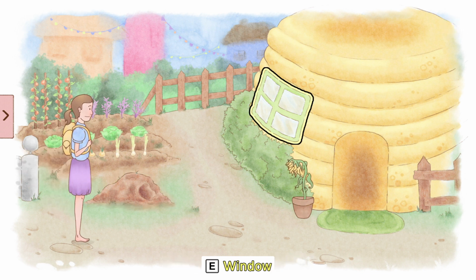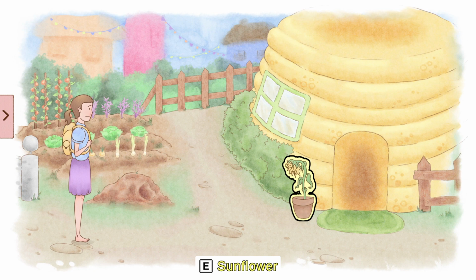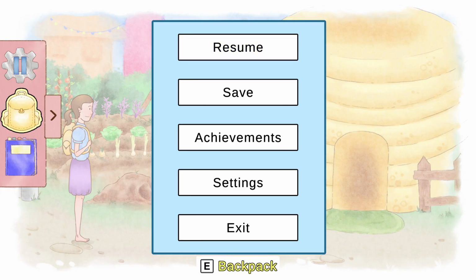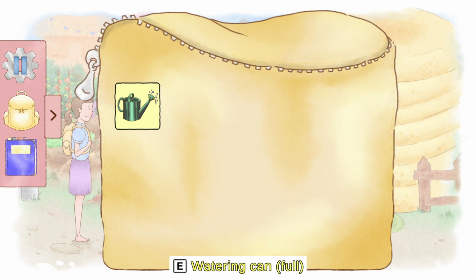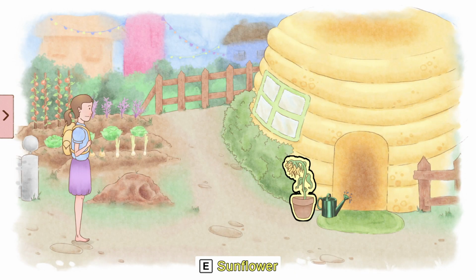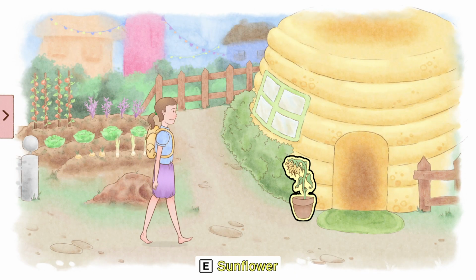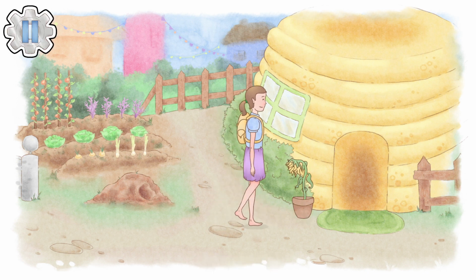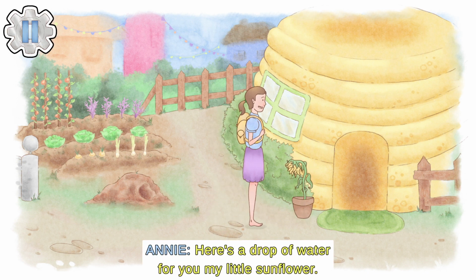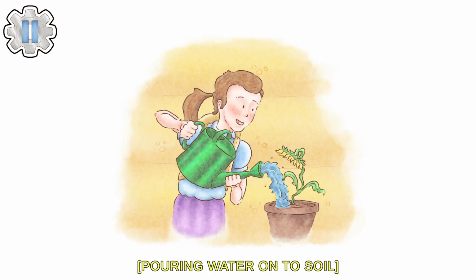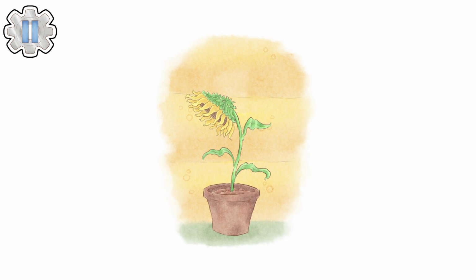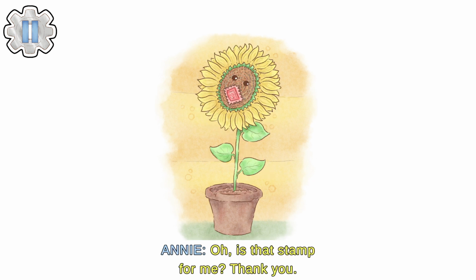Rabbit hole. Window. Sunflower. I'm gonna water this sunflower and see what happens. Backpack. Watering can. Sunflower. Here's a drop of water for you, my little sunflower. I mean, it was more than a drop. Oh, is that stamp for me? Thank you.